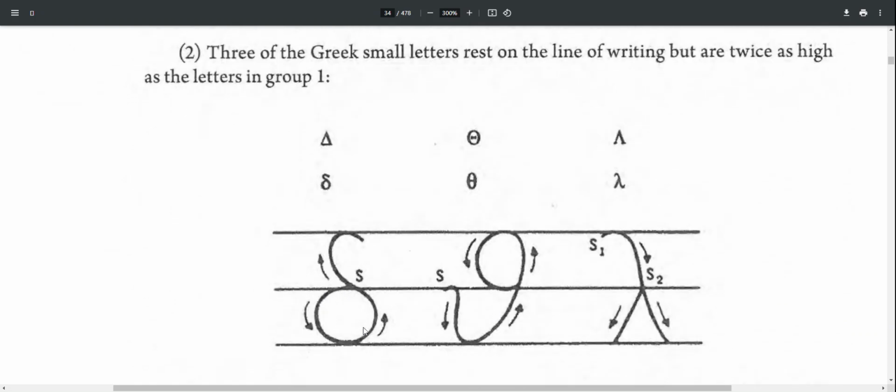Delta is round and up. Theta, you can go like this. You can close it. You can just make an oval shape and cross it a little to make theta too. Lambda, you go like this. 1, 2, 1, 2.